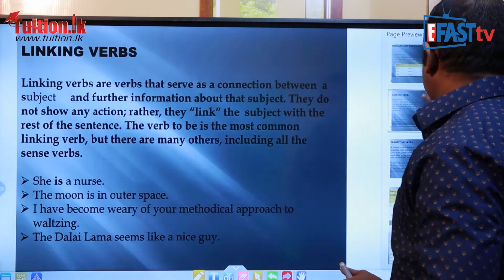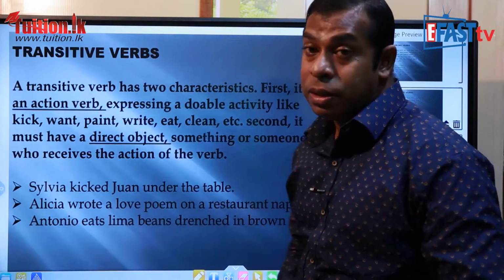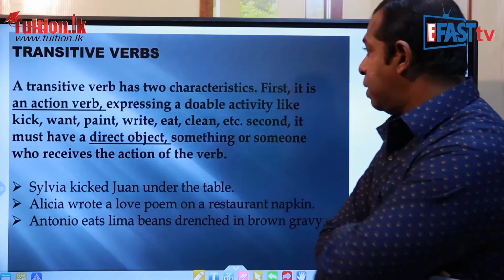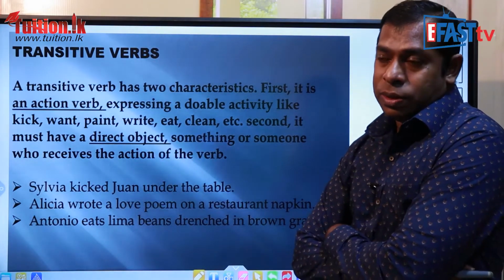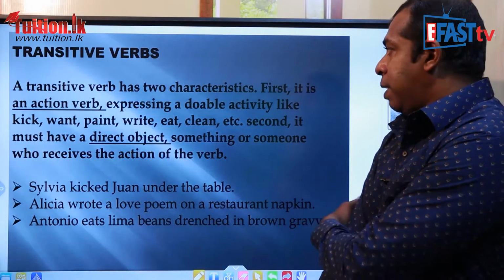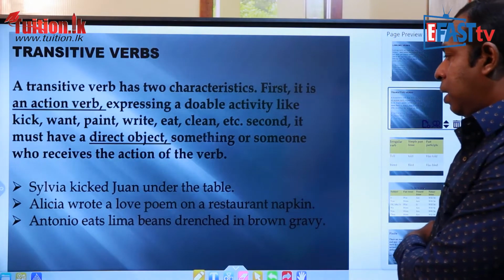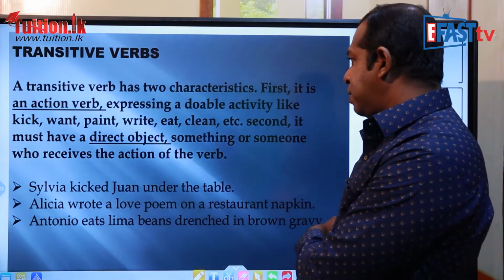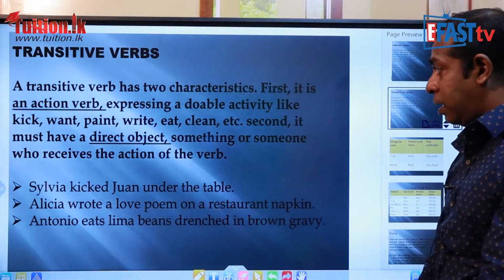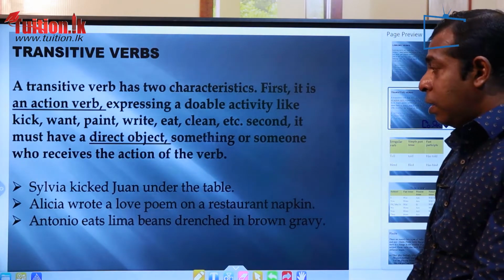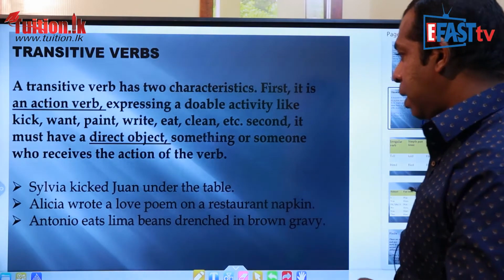Okay. Next, already we have discussed transitive verbs, right? A transitive verb has two characteristics. First, it is an action verb. A transitive action verb expresses doing activity: kick, want, faint, write, eat, clean. Second, it must have a direct object, something or someone who receives the action of the verb. So these are the examples.